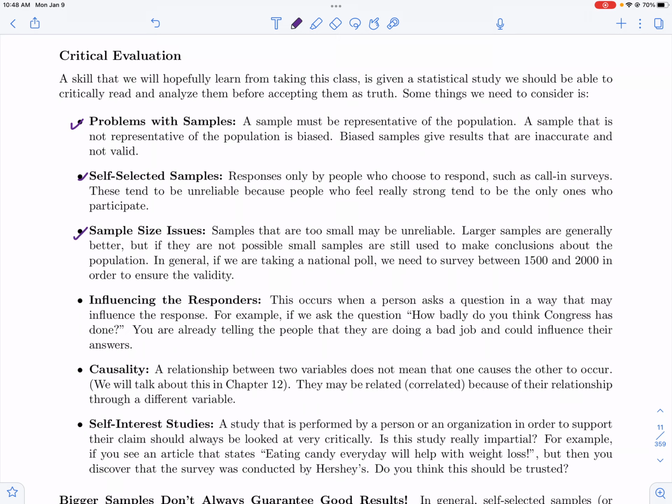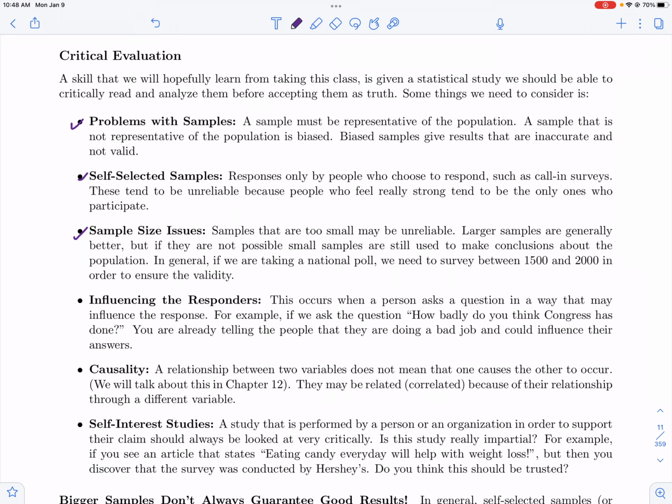So sample size issues. Again, we want to make sure that our sample is big enough to represent our population. Now it doesn't have to be humongous, but we definitely want to make sure that we get enough people in order to guarantee that we can have good results and things like that.